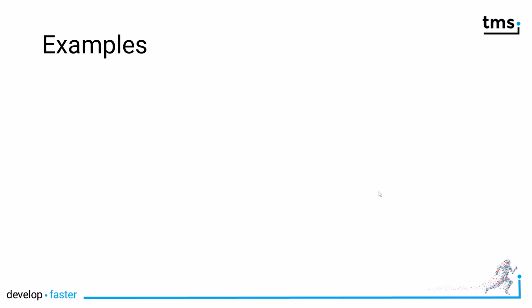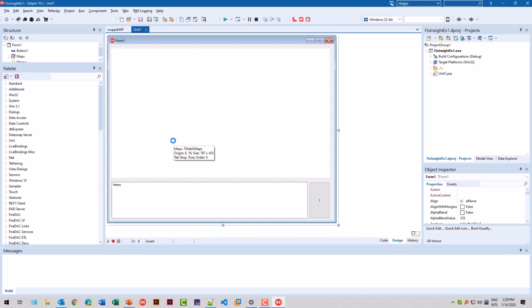Let's have a look at some practical examples. Working with FixInsight. As always, I already prepared an example. The example consists of a TWebGMap, a memo, and a button. And the functionality is best explained if I start the demonstration.